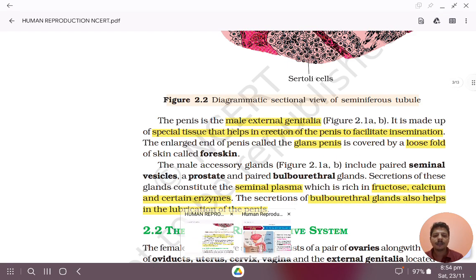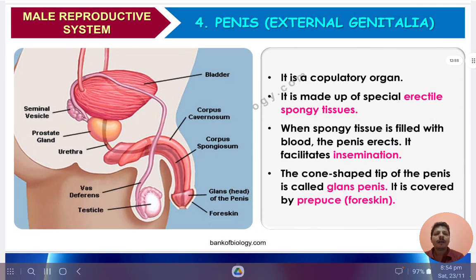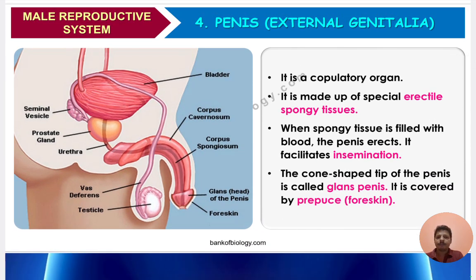Now, let's see the PDF, what it says about penis. Here you can see, it is a copulatory organ. It is made up of special erectile spongy tissue. And coming to the names, here you can see corpus cavernosum and corpus spongiosum. When spongy tissue is filled with blood, the penis becomes erect, it facilitates insemination.